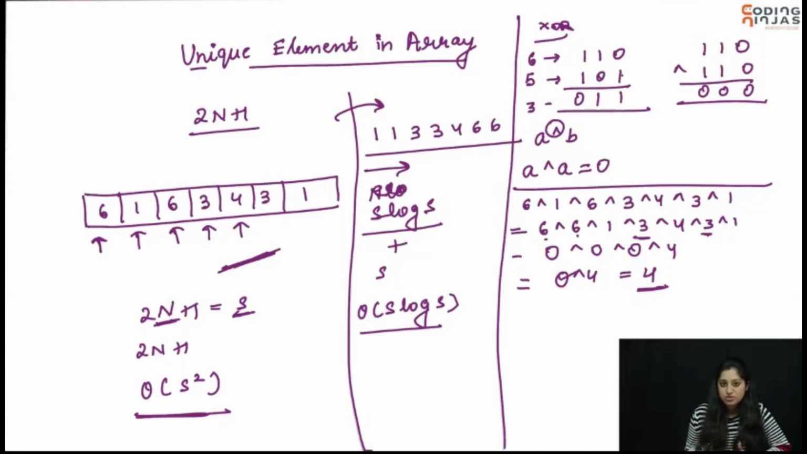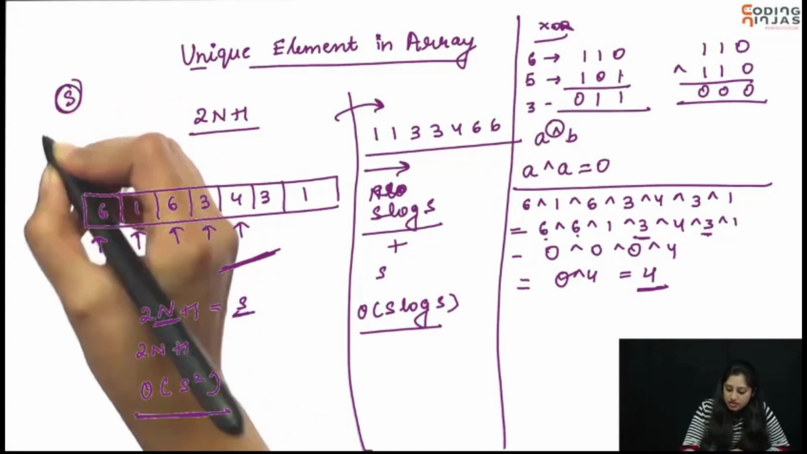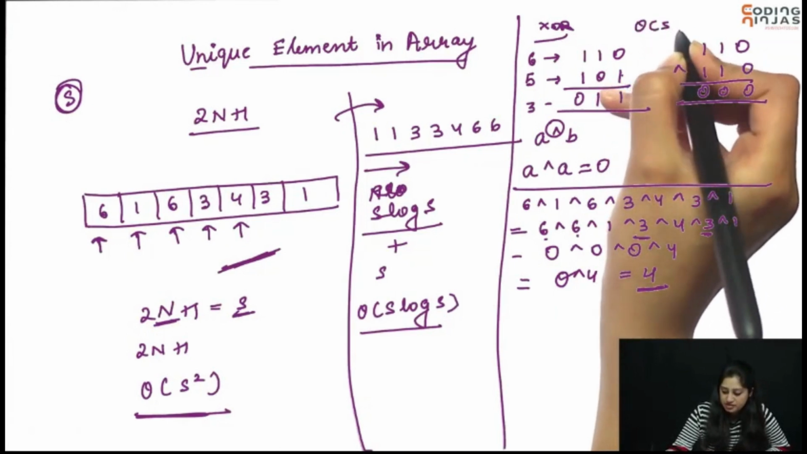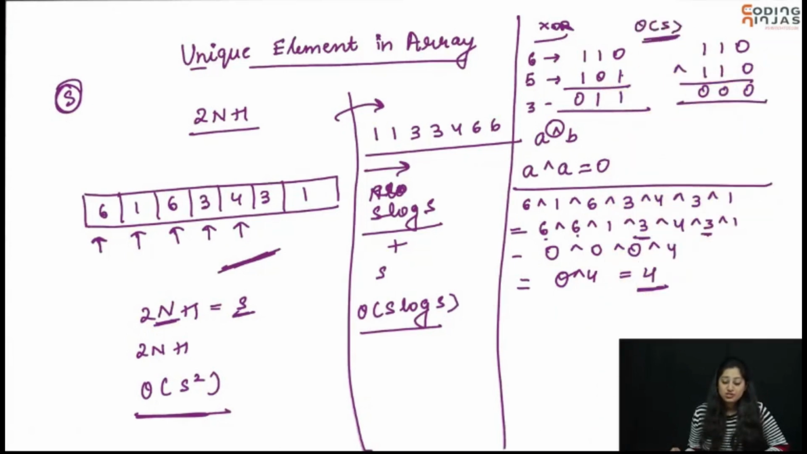Now this is our approach. We need to find out the time complexity. How much time do you think this approach will take? What you have to do in order to find out the unique element is just scan the complete array and calculate the XOR. So if the complete array is of size S, this approach will take order S time. So we are able to find out the unique element in order of S, which is really amazing.